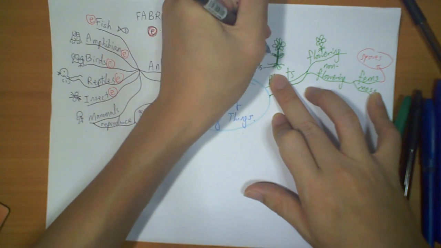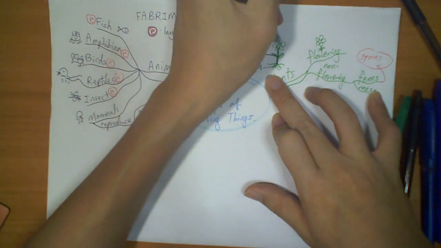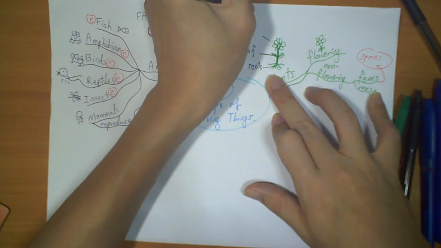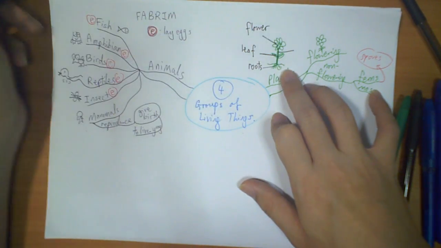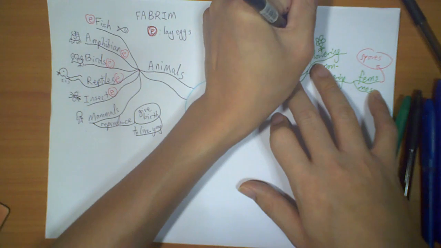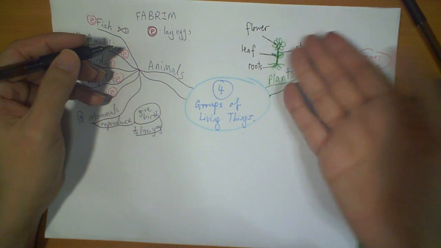Roots, a leaf, L-E-A-F, leaf, and then this is a flower, and then the one that supports it to keep it upright to get sunlight will be the stem. Alright, so these are the major parts of a plant that it is good to know.